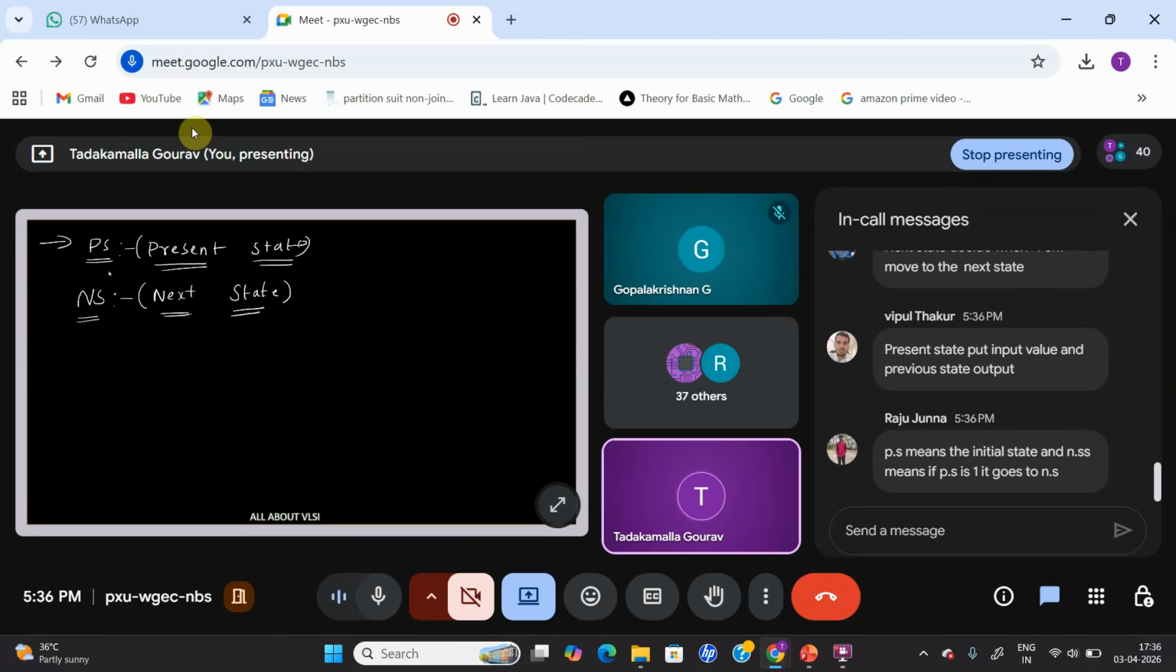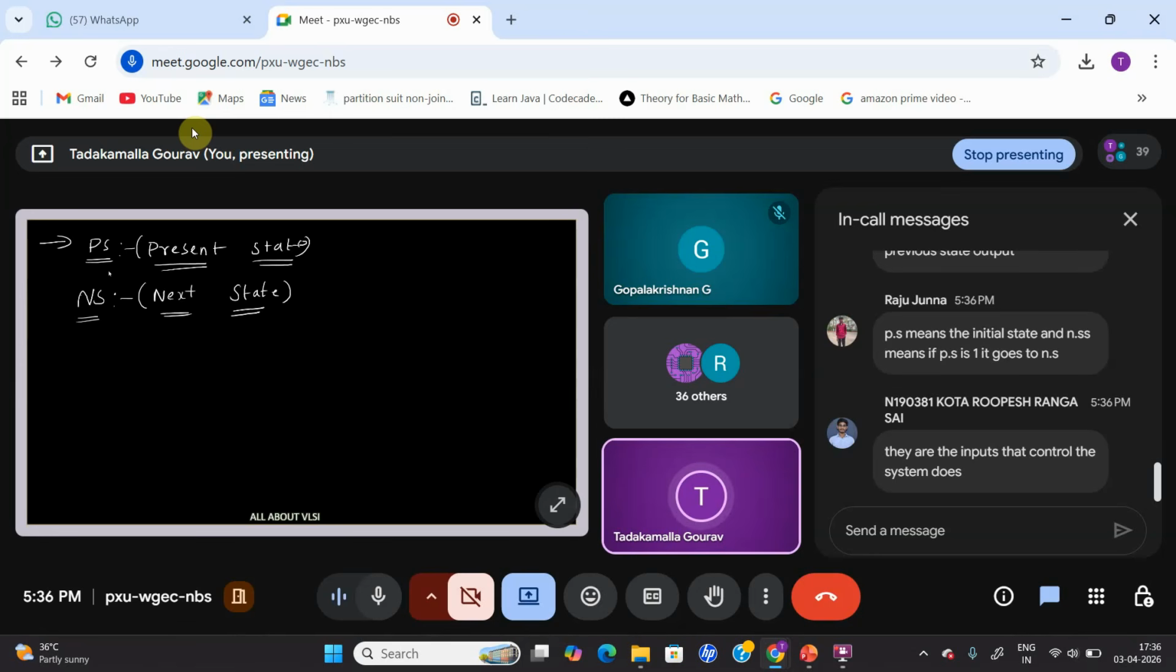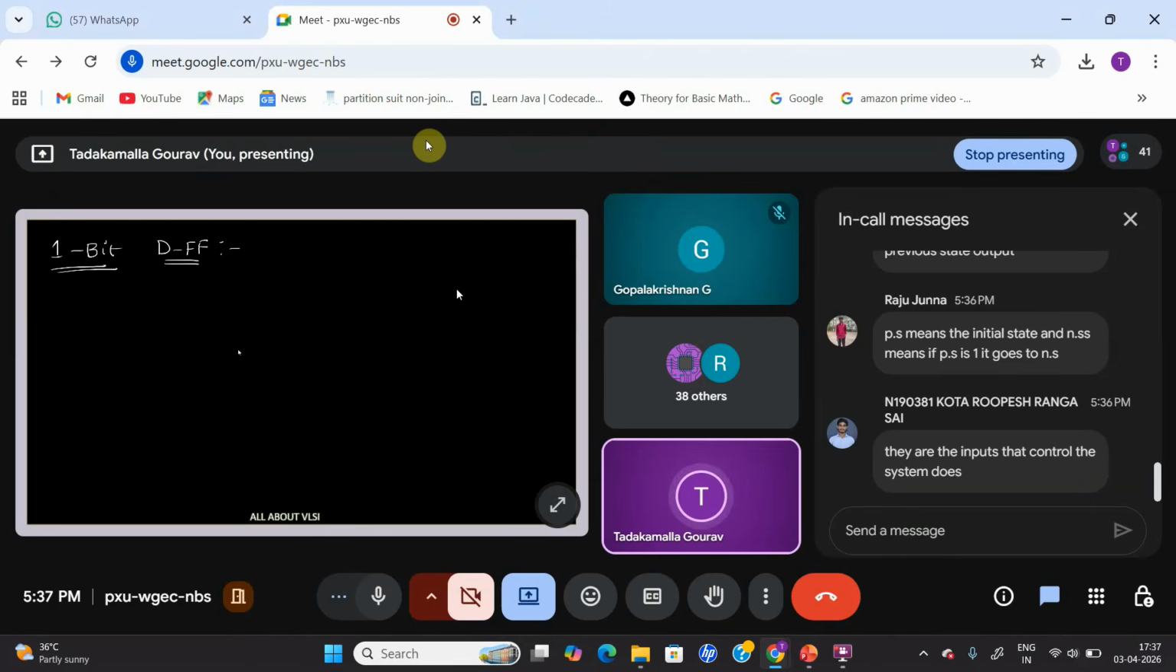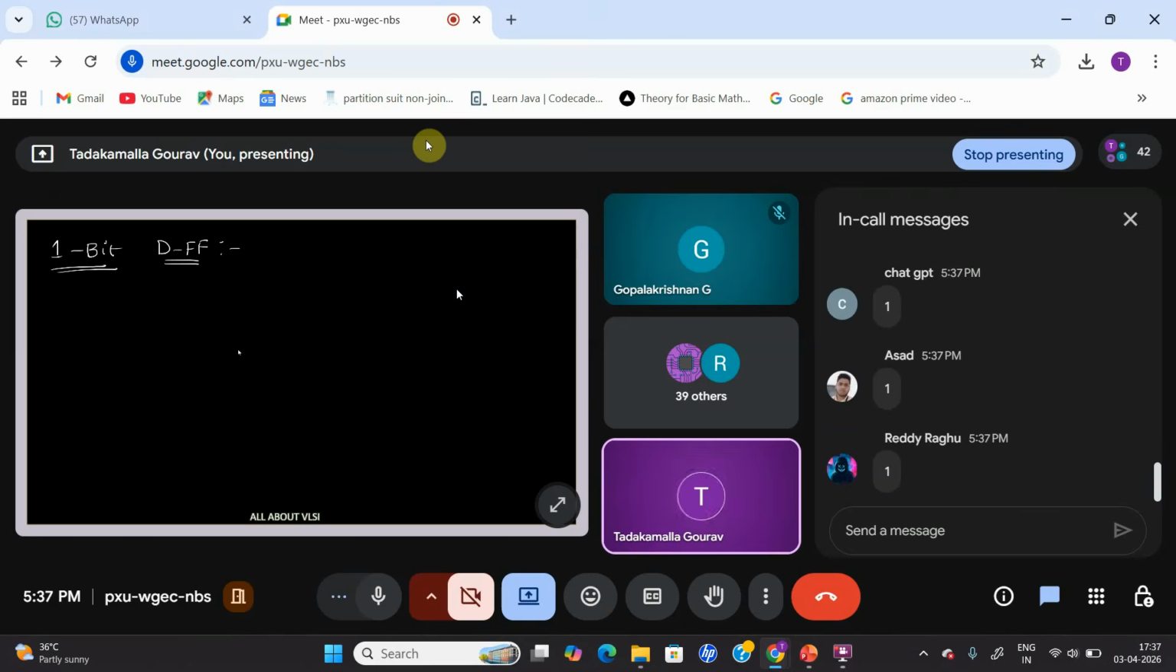Okay. So first of all, let us try to clarify present state and next state. What do I mean by them? Because in Verilog coding you will see them a lot. We don't know exactly what they are, but we use them a lot. So let us try to understand. Let's say we take a one bit D flip flop. For one bit D flip flop, how many flip flops do we have?